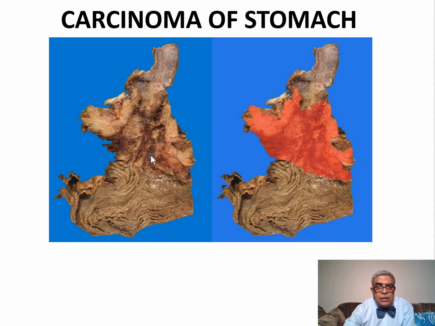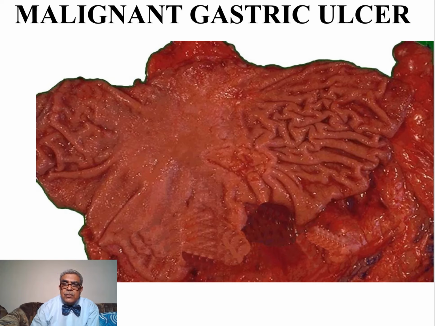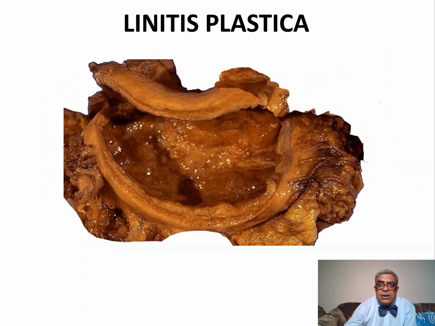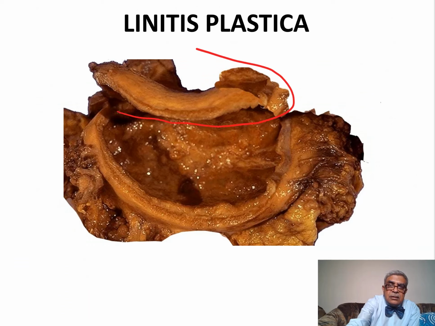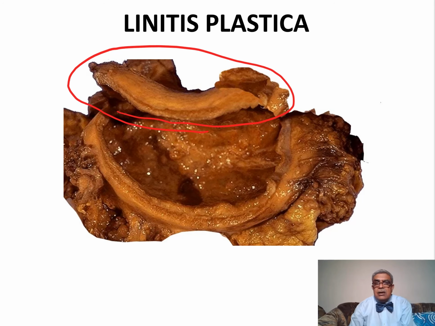Now, in this photograph, you can see carcinoma of the stomach, and also it is shown here. Now, this photograph shows a malignant ulcer, and there is a photograph showing linitis plastica. There is diffuse infiltration of the tumor into the wall of the stomach.